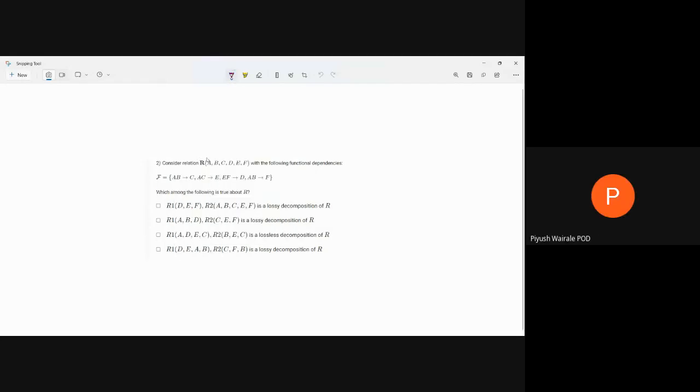So this is week 5 practice assignment question number 2. I will discuss this question first and then we'll start with the week 6 part. We have a relation R having A, B, C, D, E, F as attributes, and these are the functional dependencies. So first tell me what is a functional dependency. If I say A determines B, what does it mean?